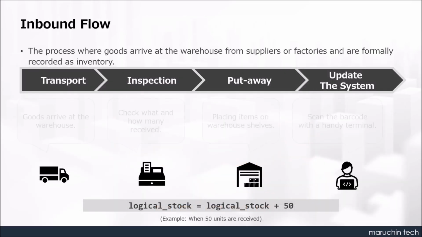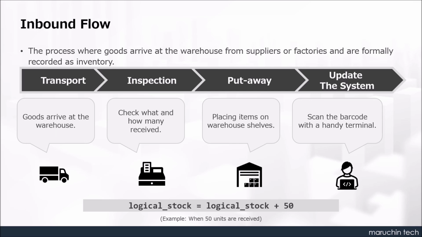First, let's look at the inbound flow. Inbound refers to the process where goods arrive at the warehouse from suppliers or factories and are formally recorded as inventory. In actual logistics flows, goods are transported by truck and we perform an inspection. If there are no issues, we proceed with put away, placing items on warehouse shelves. At this time, we also update the system. In practice, scanning the barcode labels attached to the products with a handheld terminal automatically updates the system. To reiterate, when inbound processing is performed, we increase the inventory by that amount.